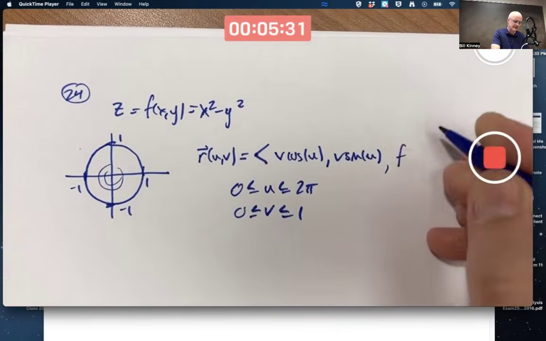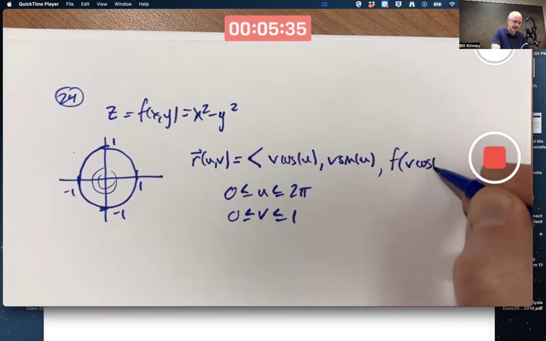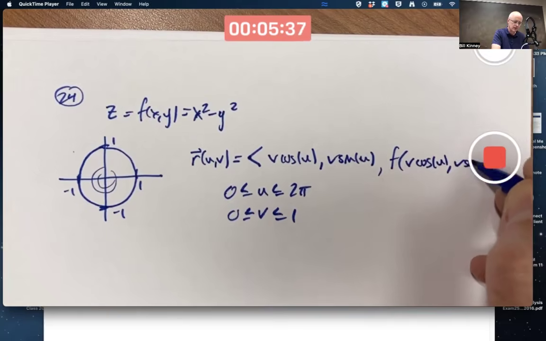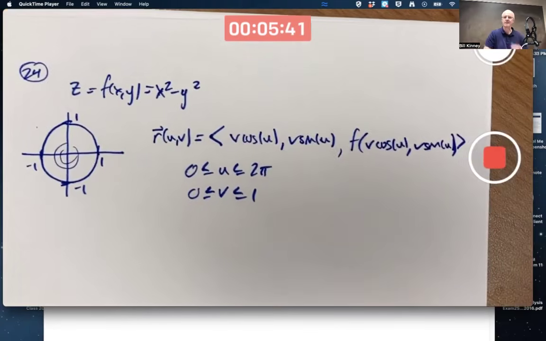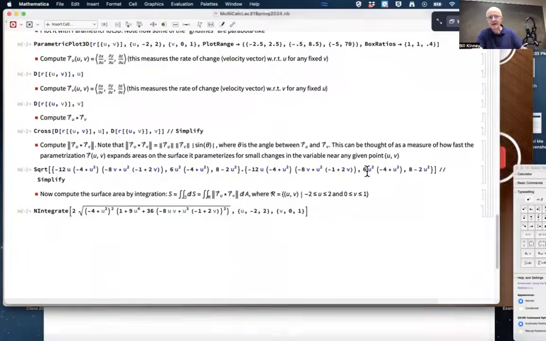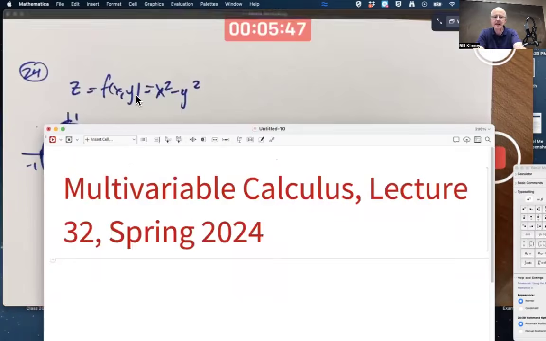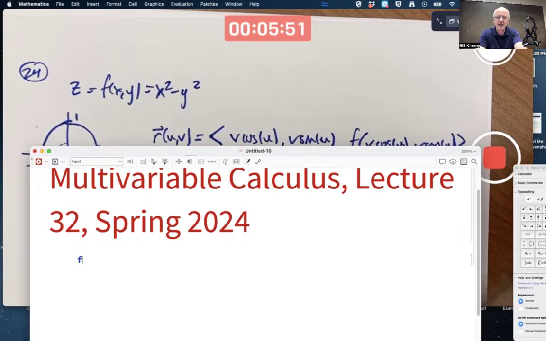Then you also plug these things into f, v cos u in place of x, v sine u in place of y, and get your vector. Okay. We are going to need Mathematica to help us do the calculations again. So I will define my function f of x y, x squared minus y squared. I will define my vector r of u v.